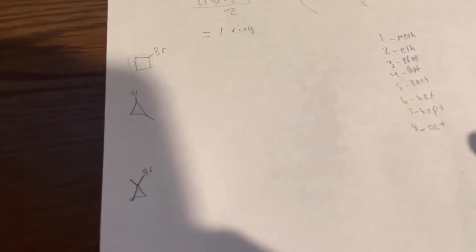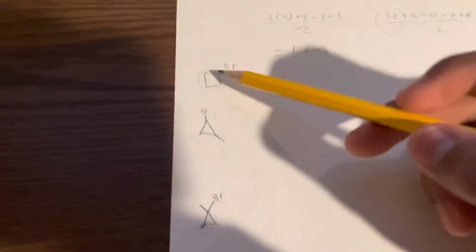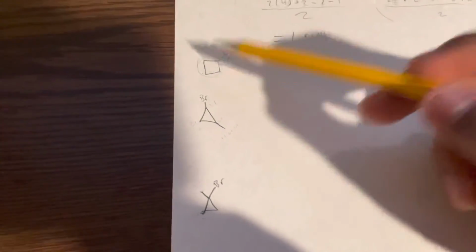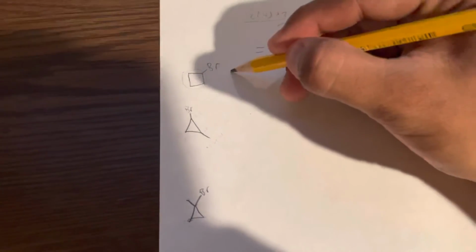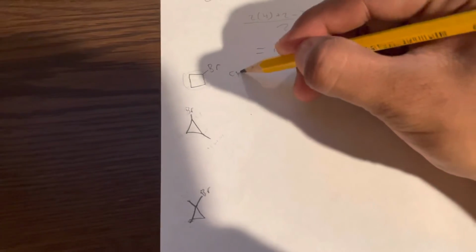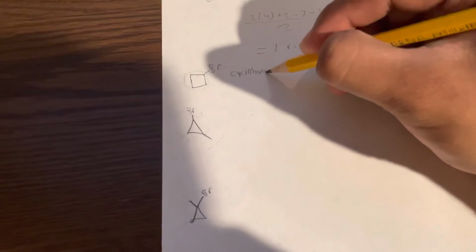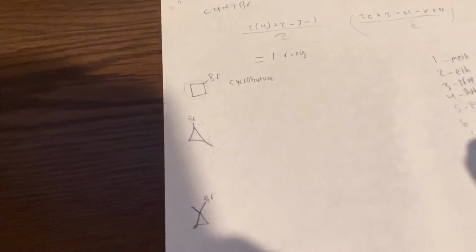Because there's only 4 carbons here, 1, 2, 3, 4, it's gonna be bute. So it's gonna be cyclobutane. The name is gonna include cyclobutane somewhere.